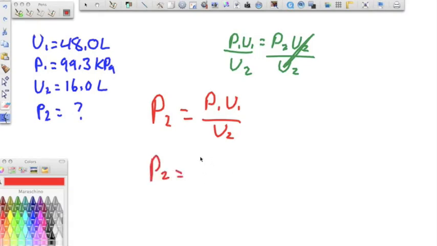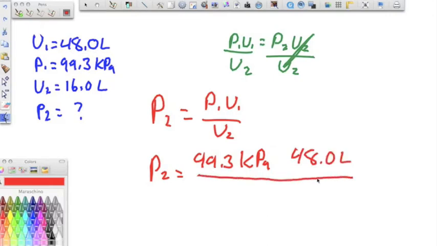Pressure of 1 is 99.3 kilopascals. Remember, units are really important. And we're multiplying that by a volume of 48.0 liters, and dividing all of that by 16.0 liters. We see that liters are going to cancel for us, because it's on the numerator and it's on the denominator. So we'll have a unit of kilopascals, which is a pressure, which is what we want.